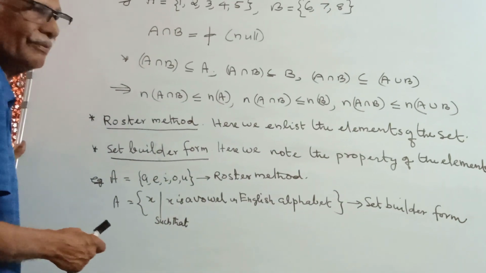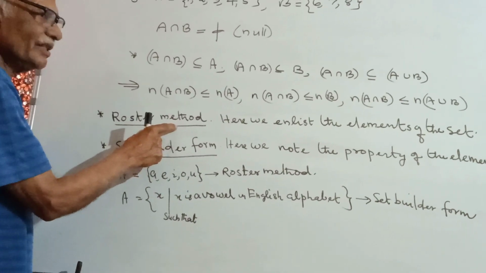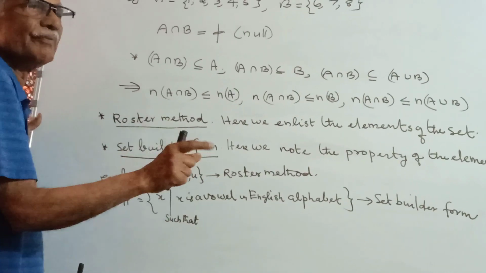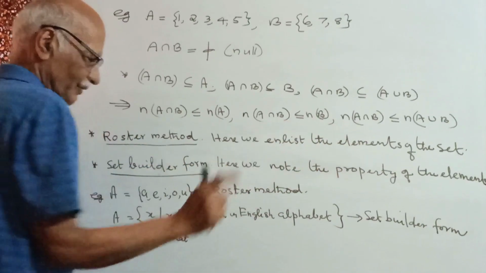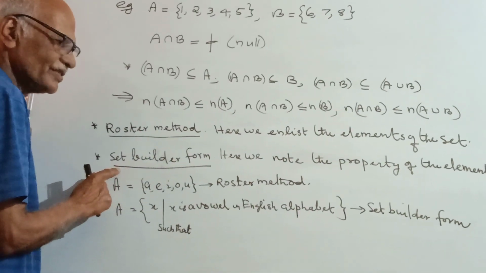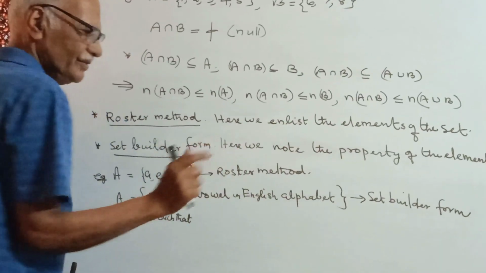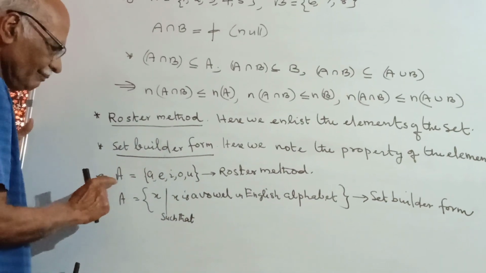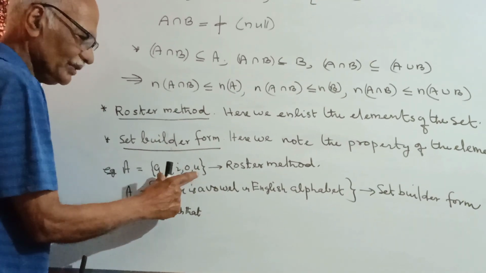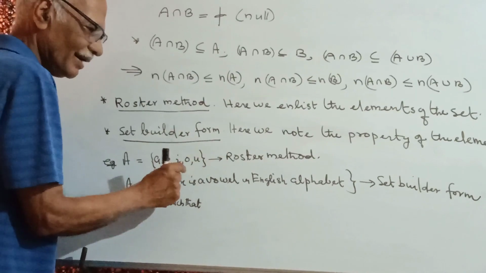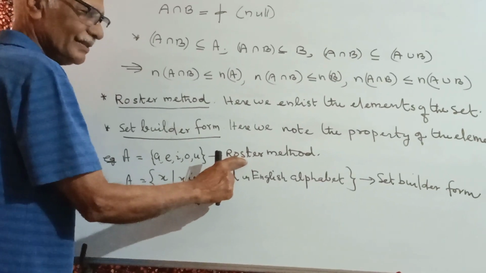Now here we explain a method of representing a set. Roster method. Roster method means we write down the elements in full. Here we enlist the elements of the set. Now set builder form is another representation. Here we note the property of the elements. Now for example, capital A is the set {a, e, i, o, u}. You know they are vowels. So we are representing all those vowels there. So that is roster method.